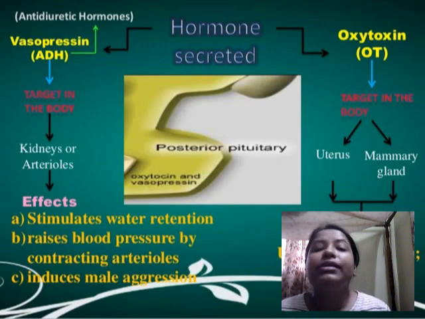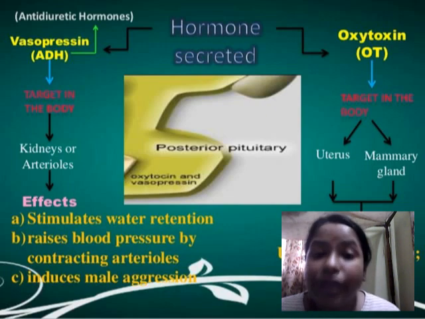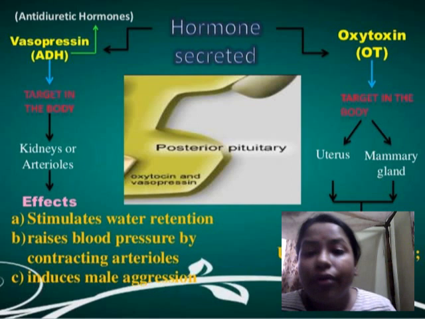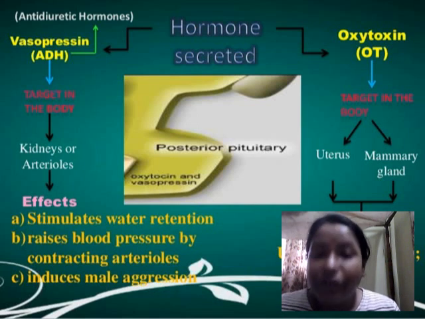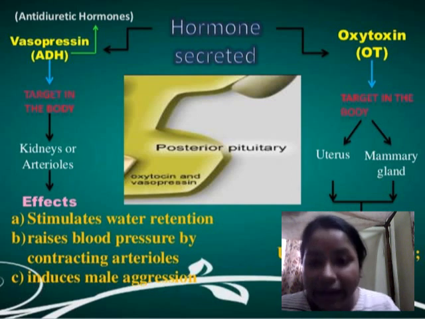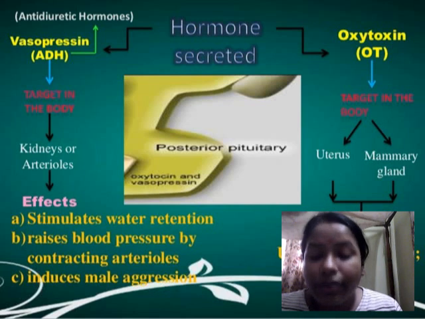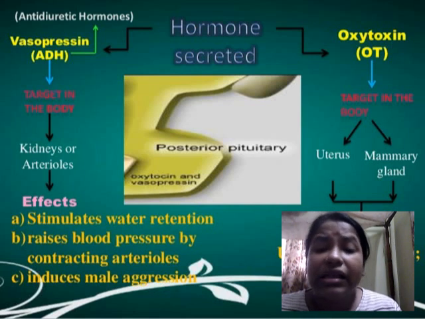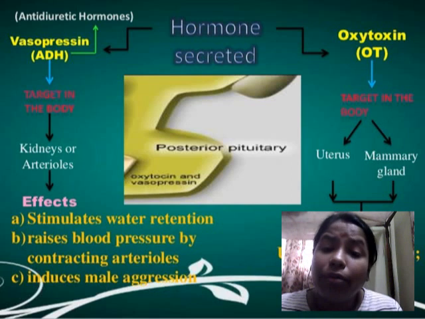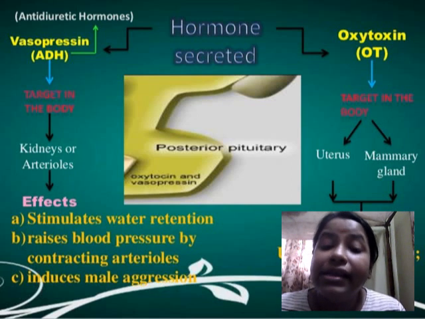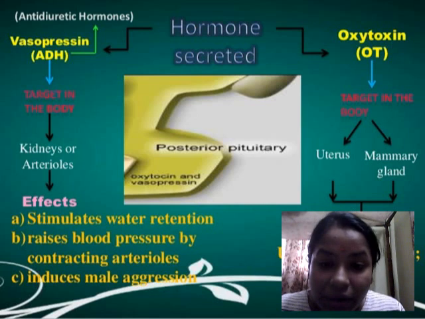And the next one is the hormones secreted by our posterior pituitary gland. These are antidiuretic hormone or vasopressin, which targets the kidney or arterioles. It stimulates the reabsorption of water and the reduction of urine secretion. It also stimulates the constriction of blood vessels and thus increases the blood pressure of our body.